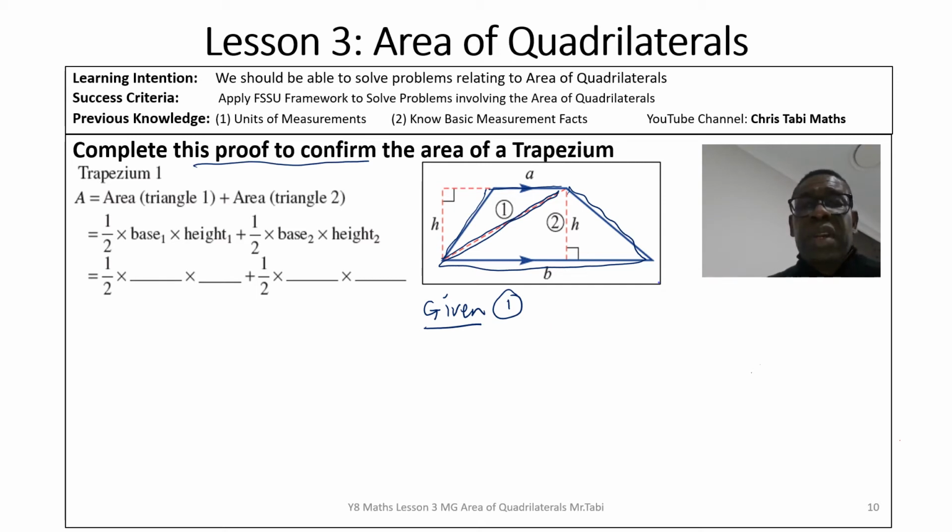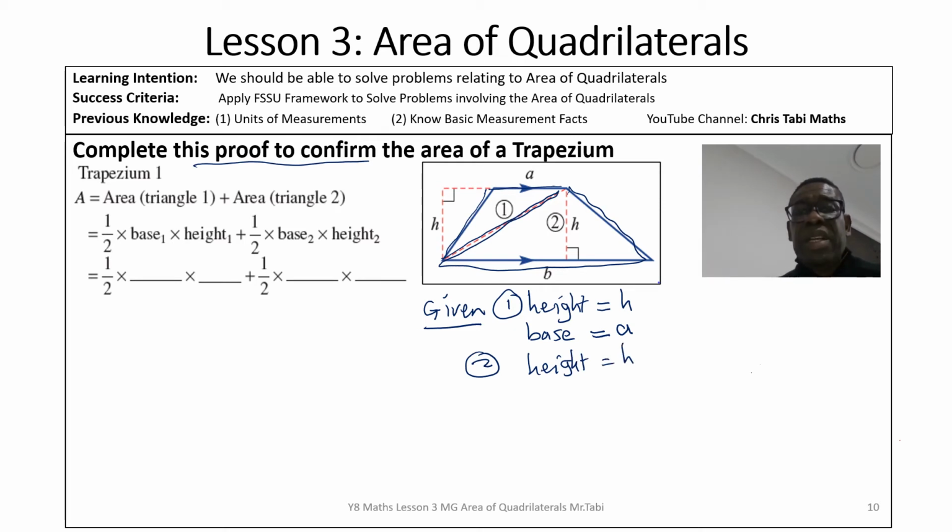For triangle 1, we know that the height equals h, and the base equals a. For the second triangle, we know that the height is h, because that h there is the same as that. And the base equals all that, so that's b.